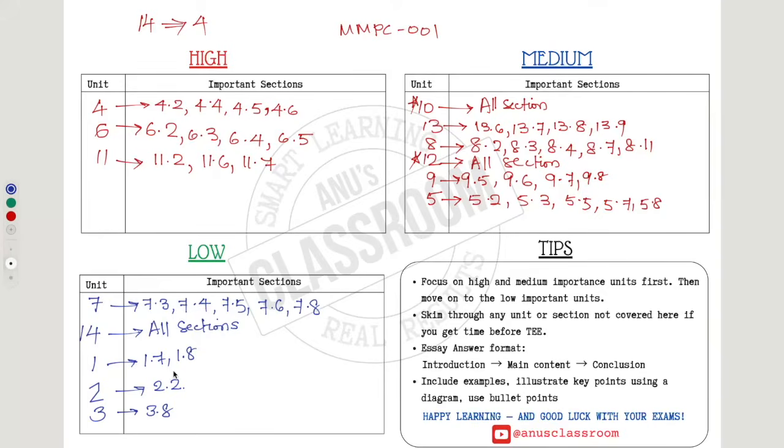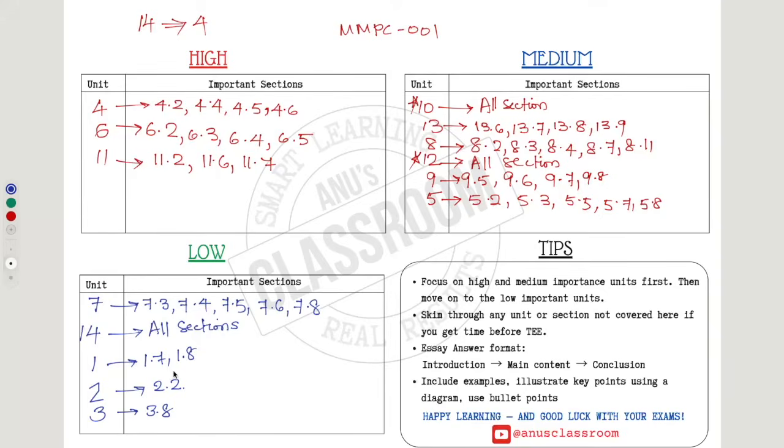Okay. And any section or any unit that I haven't covered so far is because they have not yet been part of any term end examination question papers. That doesn't mean that they will not be part of your exam as well. Questions can come from anywhere, right? But these are the areas where questions have come up most from whatever we have seen previously. So don't ignore any section or any unit that I haven't covered so far. But focus on the high and medium importance units first, move on to the low importance units, and then skim through any unit or section that I haven't covered here as per your time frame.